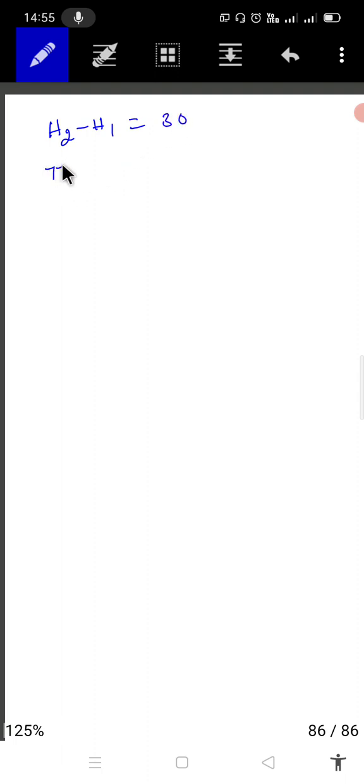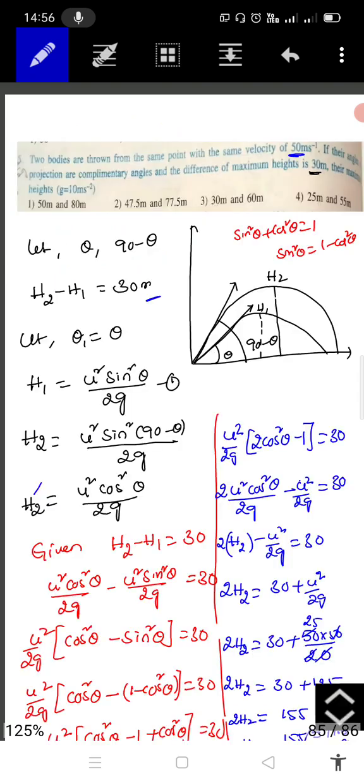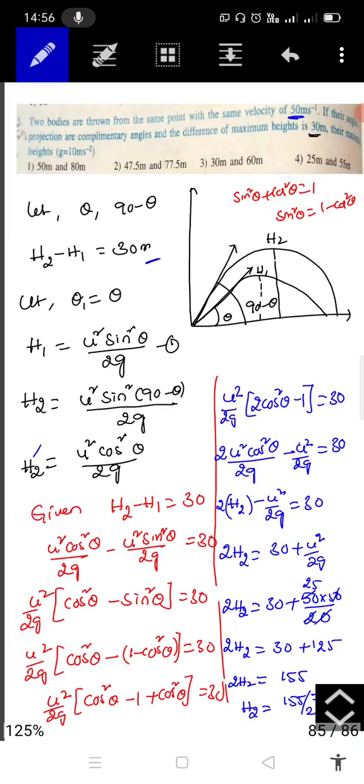Now h2 is 77.5, so 77.5 minus h1 is equal to 30. So 77.5 minus 30 is equal to h1, that means 47.5 meters. This is the maximum height h1. In this manner we find h1 and h2. So now answer B is correct. Thank you.